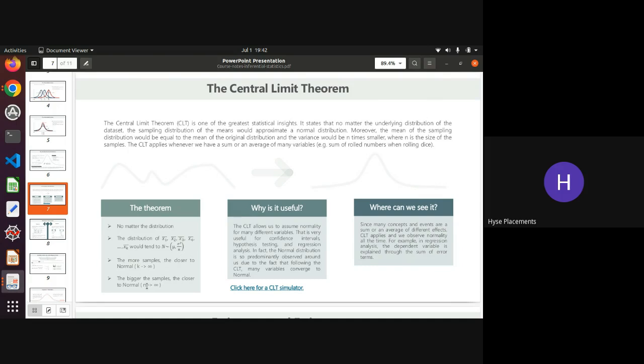Okay, so why is it useful? The CLT, the central limit theorem, allows us to assume normality for many different variables. So that's the point, right? We are using everything to get it down to normality. That is very useful for confidence.